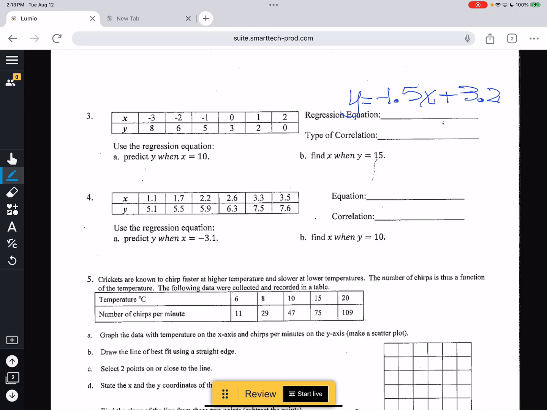You can either exit out and go to calculate or get your baby calculator out and do it. Would it be negative 11.8? Negative 11.8. Wait, but what happens when y is 15? Say 15 equals negative 1.5x plus 3.2. Because now you're going to find x when y is 15.